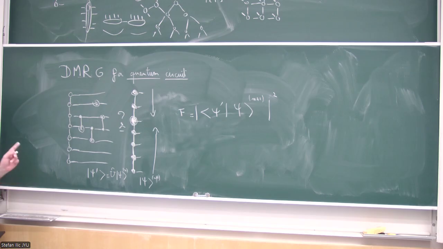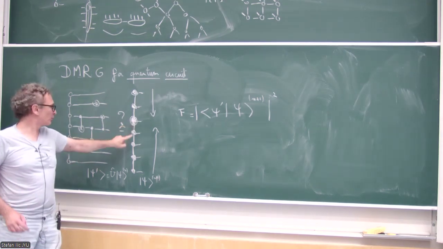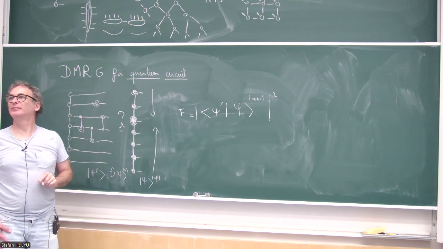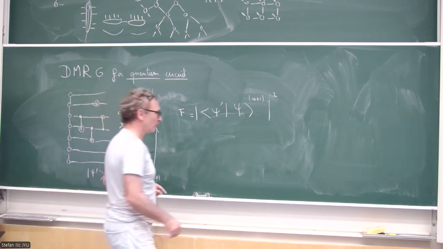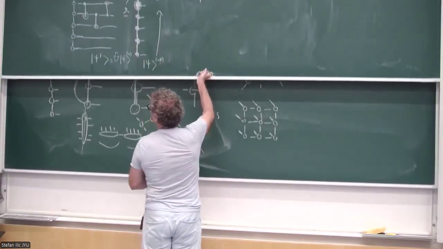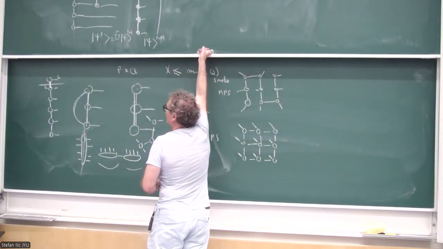The only thing I need to explain now is how to calculate the optimum tensor here, supposing that all the others are fixed. Well, same old, same old.